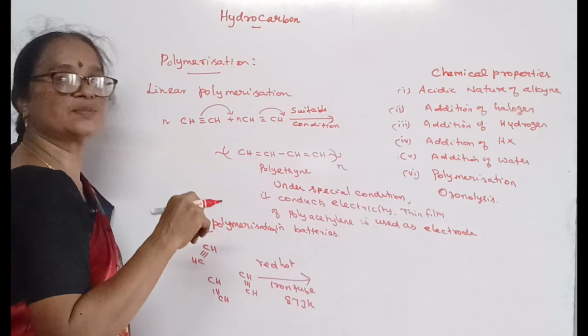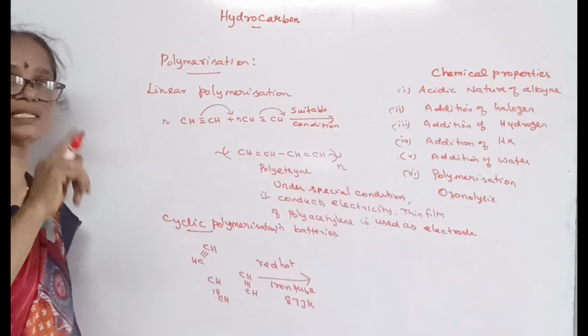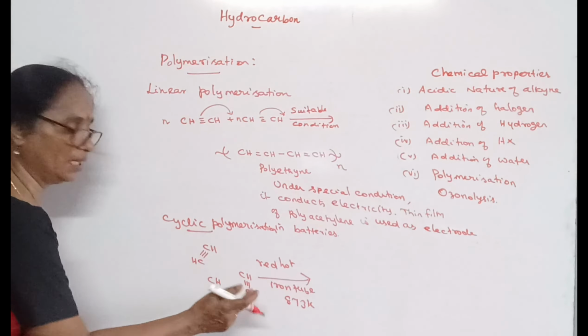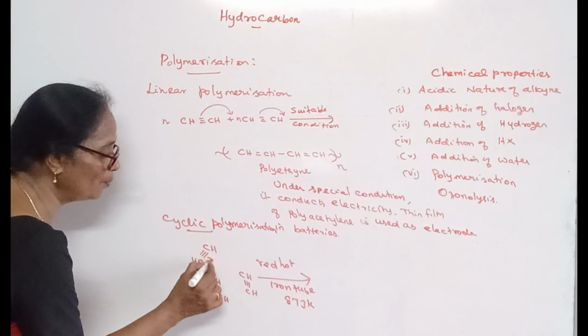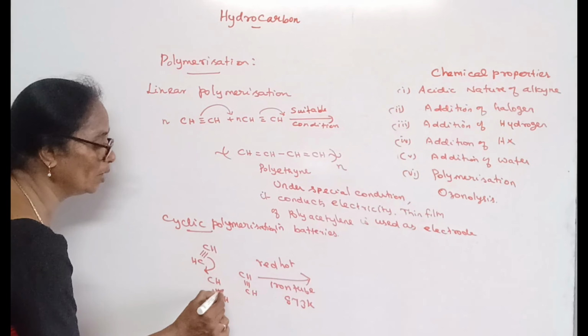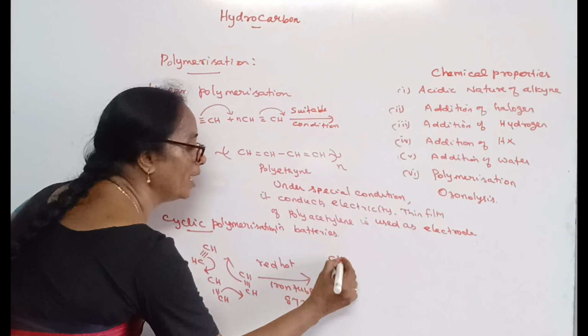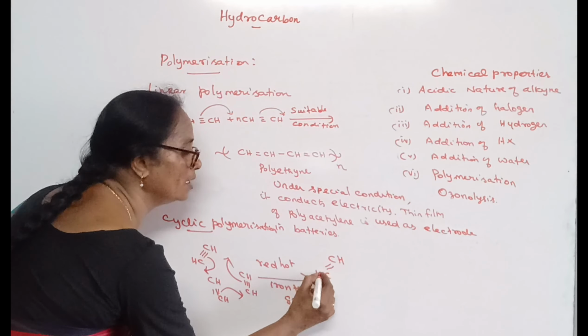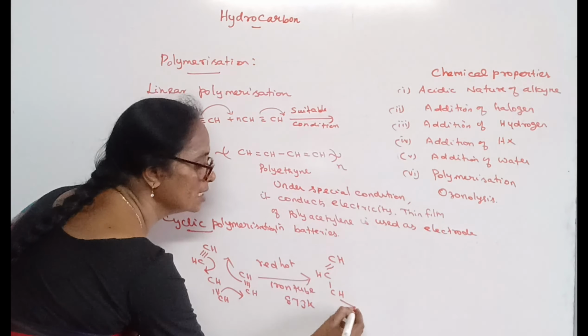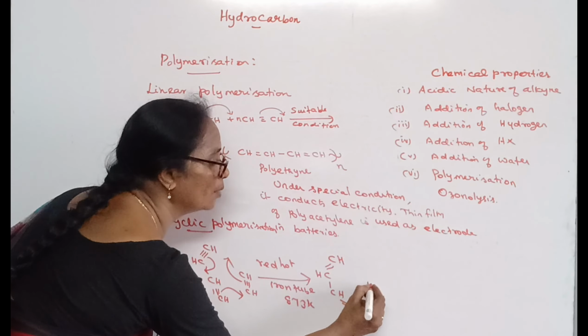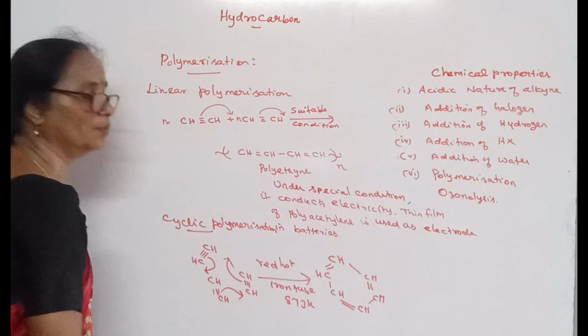Benzene is a 6-membered ring, so it needs 6 carbon atoms. So we have taken 3 molecules of ethyne. The pi bond moves towards the adjacent carbon atom, so it makes CH double bond, CH single bond, CH double bond, CH single bond, and double bond CH with single bond.